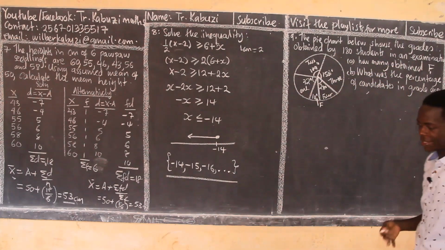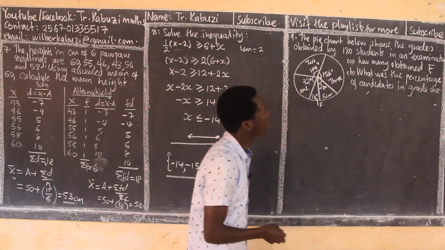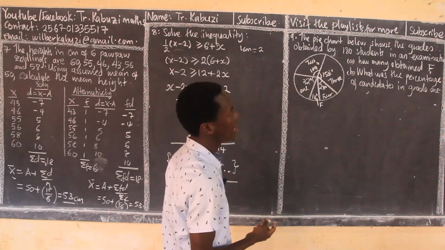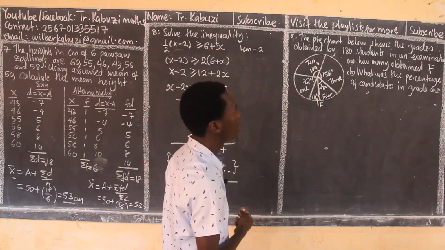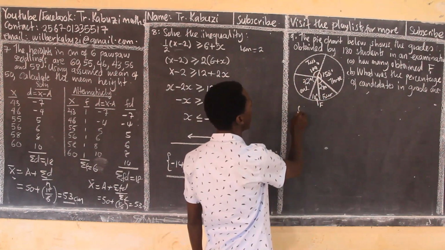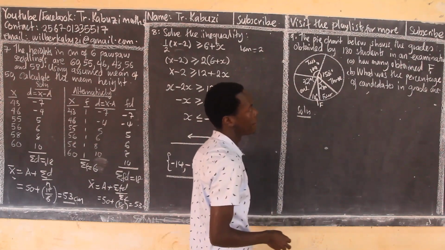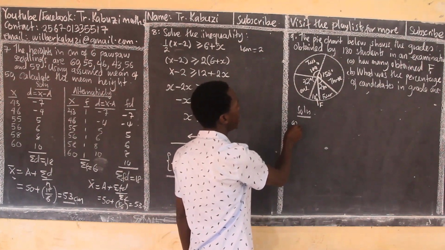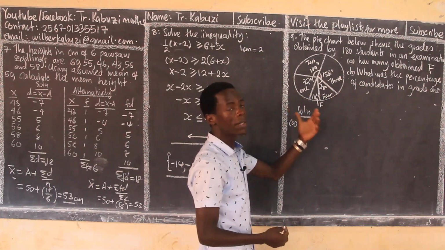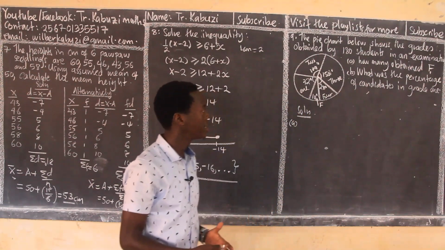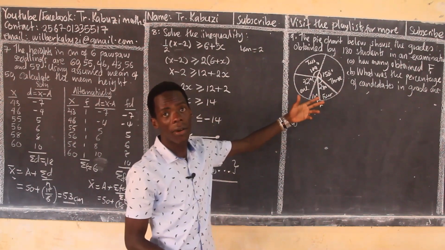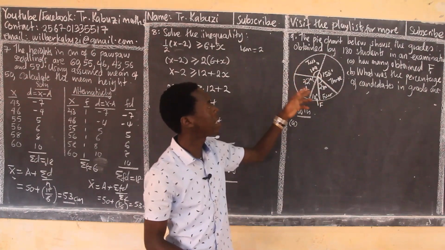You come to this pie chart, a very easy one. They say the pie chart below shows the grades obtained by 180 students in an examination. Part A, how many obtained F? So this is the pie chart we have there. The number that obtained F is very easy. You know the total number of students was 180. This is a representation of our data on a pie chart. If you represent it in degrees, those students who obtained F are 10 degrees. But the total of the whole pie chart is 360.